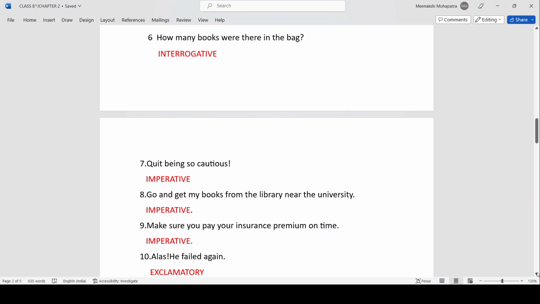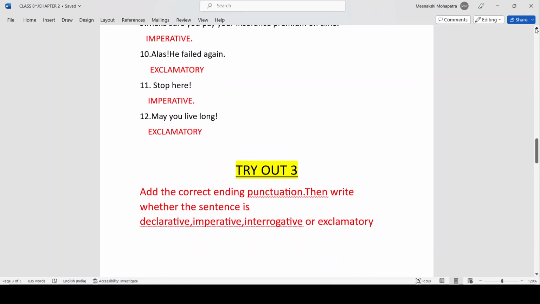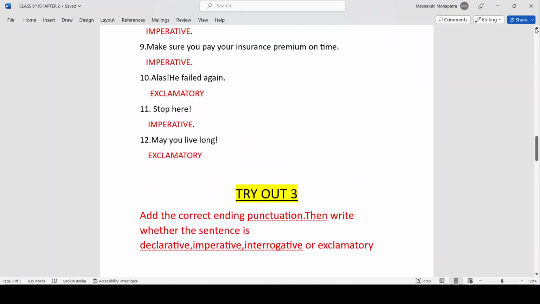Go and get my books from the library near the university. This is an imperative statement because I'm ordering you. I'm giving you an order. Go and get my books from the library. Number 9, make sure you pay your insurance premium on time. Again, I am giving you advice and ordering you that you should pay your insurance premium on time. Now, this is an imperative statement.